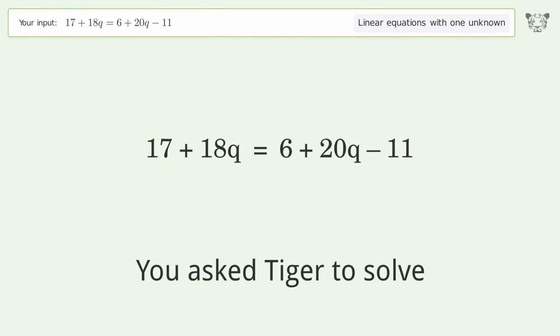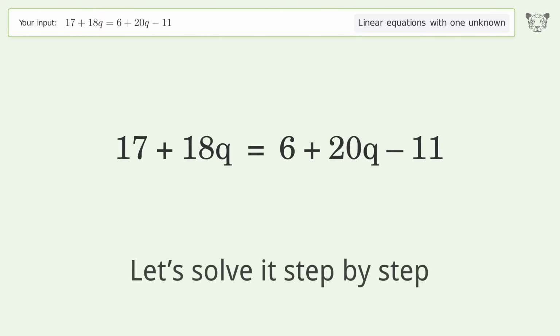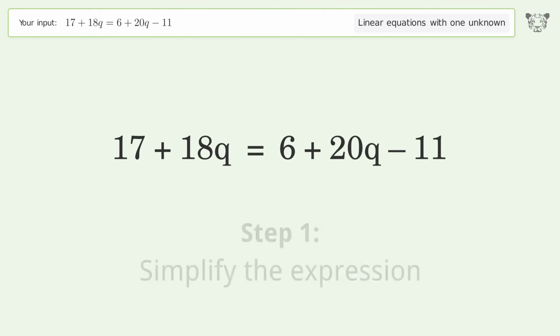You ask Tiger to solve. This deals with linear equations with one unknown. The final result is q equals 11. Let's solve it step by step. Simplify the expression. Group like terms.